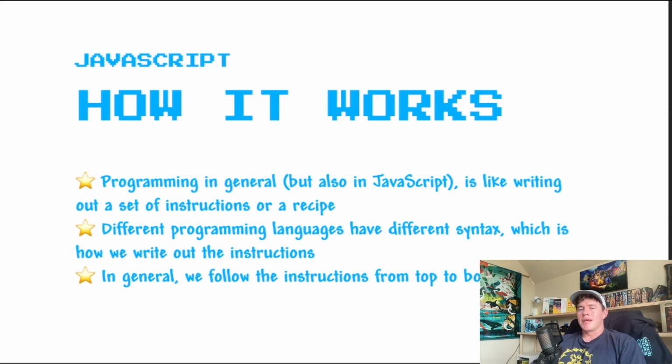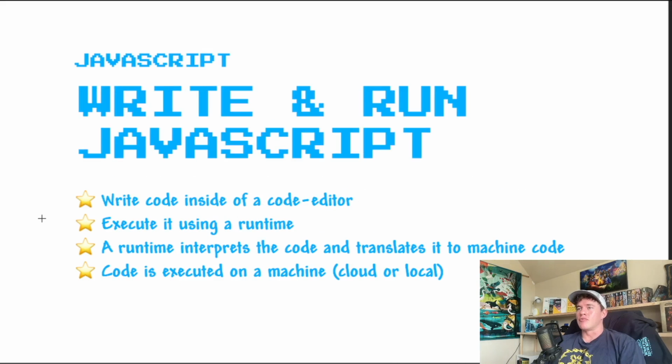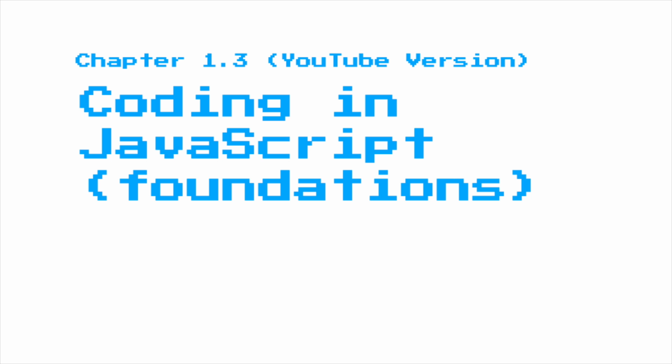The main takeaways being that JavaScript is a set of instructions where we have to be pretty explicit so that the machine can interpret them, and we write them in a JavaScript file inside of a code editor, and then we execute them using a runtime such as Node.js, and the runtime then interprets the code and translates it into an output. Chapter 1.3, Coding in JavaScript.